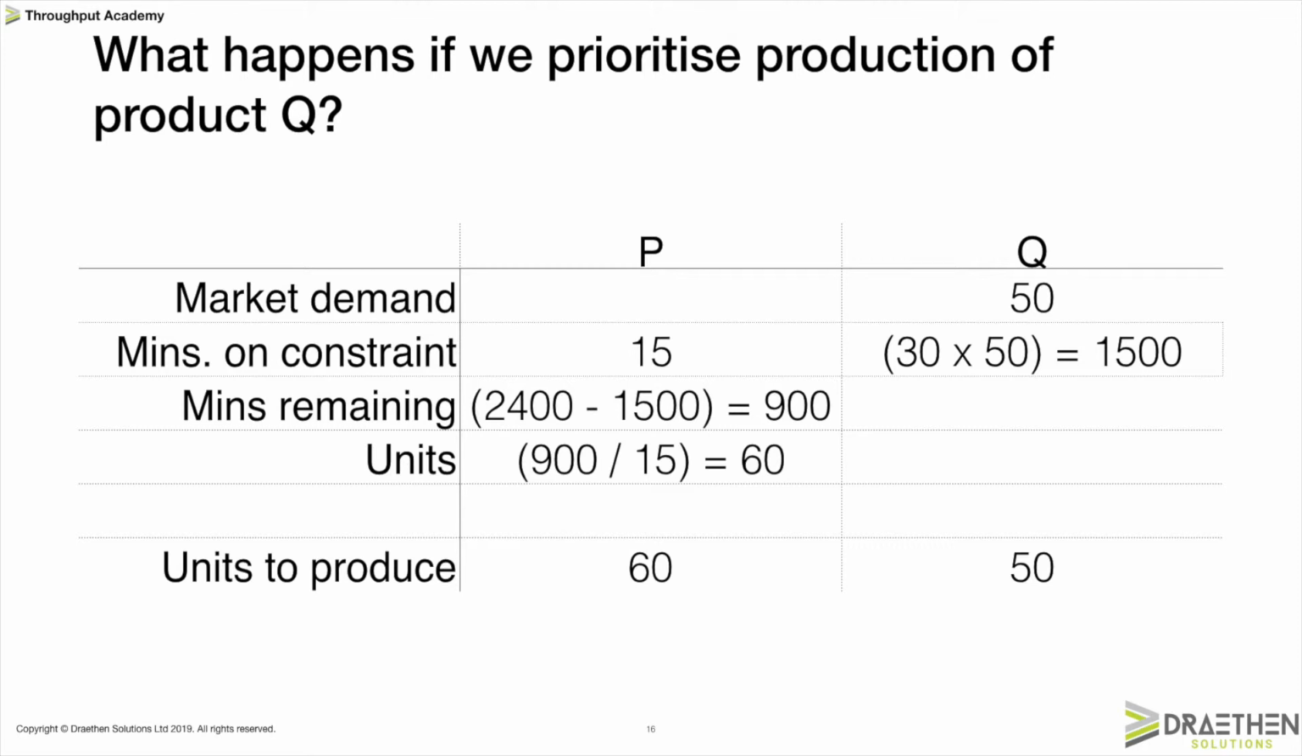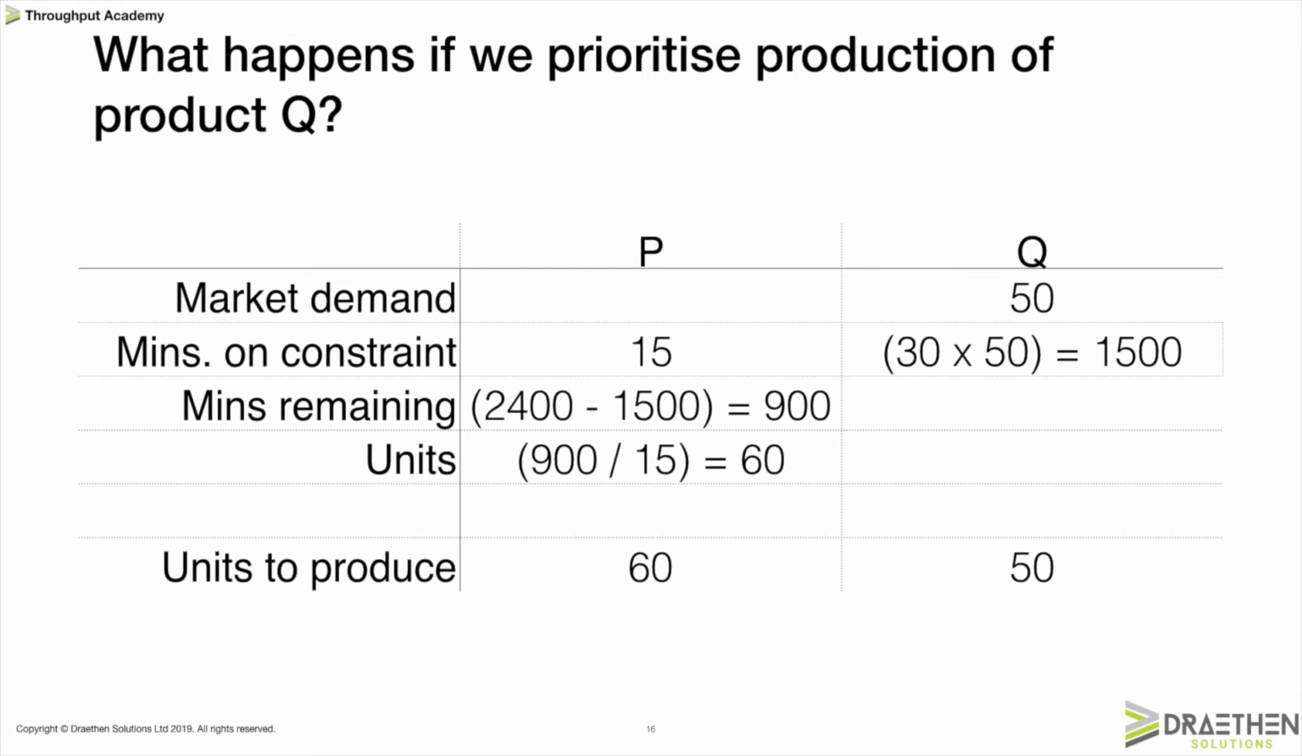We know we have 2,400 minutes available in the week, so subtracting the 1,500 minutes from 2,400 leaves us with 900 minutes in which we can produce as many of product P as we possibly can. Product P takes 15 minutes to produce 1 unit, so we can calculate the number of units we can produce by dividing 900 by 15, which equals 60 units of product P. And that gives us our production plan.